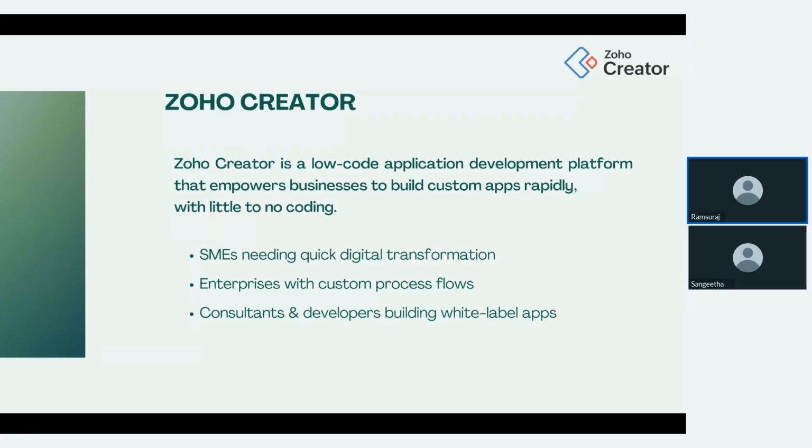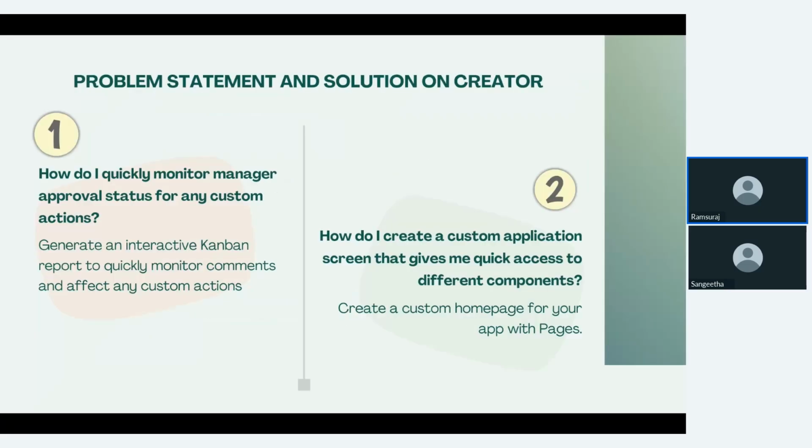Moving on to the next slide, the problem statement and solution on Creator. Basically, why do we move to Creator? The first question we'll get: how do I quickly monitor manager approval status for any custom actions? For this, we can answer: generate an interactive Kanban report to quickly monitor comments and affect any custom actions.